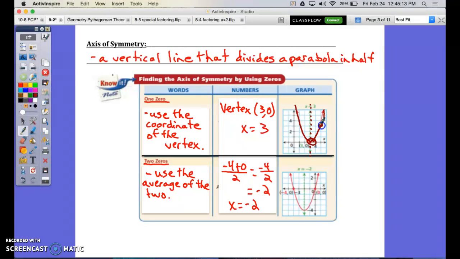Every other point, if you think about it, here's one, here's its partner. Here's one, here's its partner. Here's one, here's its partner. The vertex is the only one that does not have a partner in terms of the symmetry.